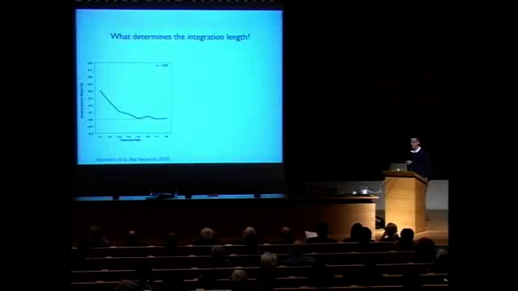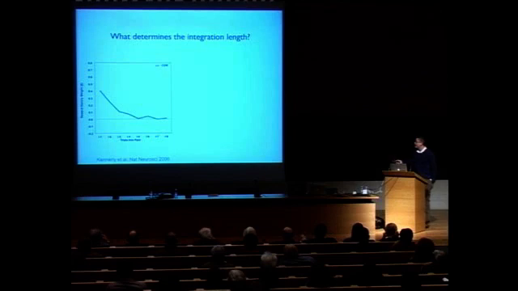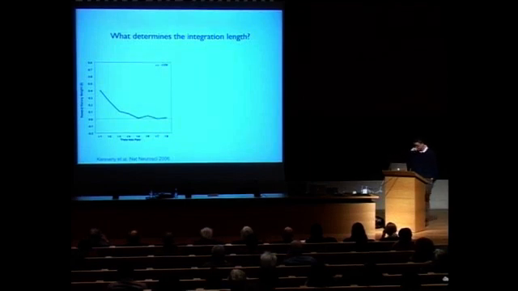So in order to understand why this might be, we figured the first thing to know is what might determine this integration length. So here's that plot again without the error bars, just to make it clear. And you can see that our monkeys, in order to make their next decision, only need information from perhaps the last 4 or 5 trials.